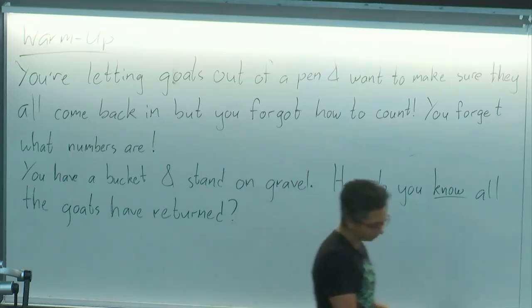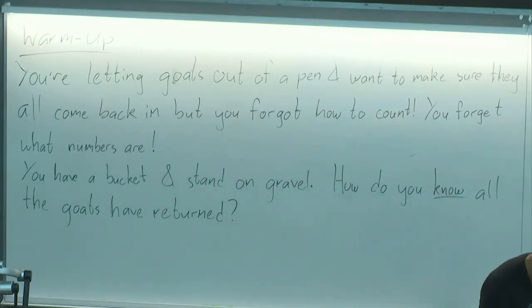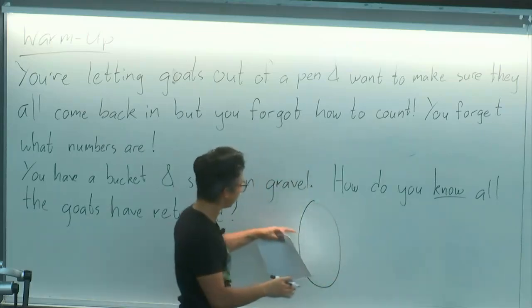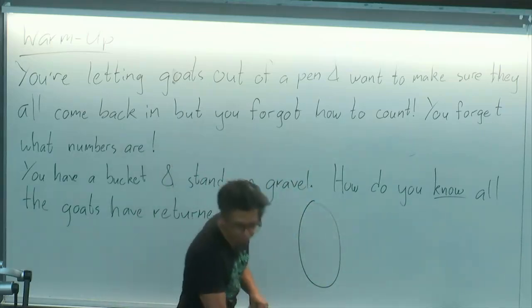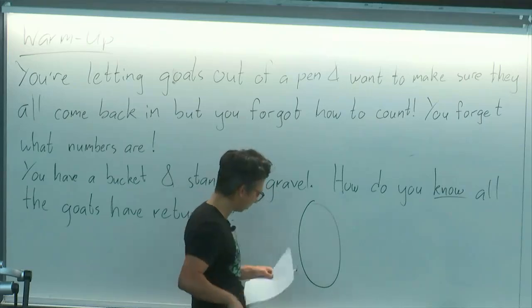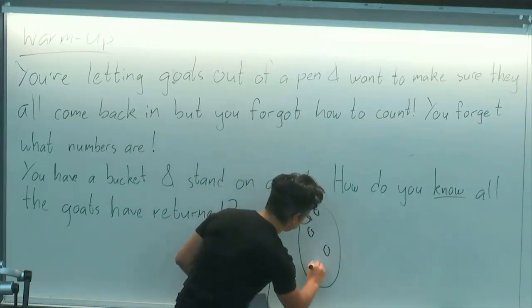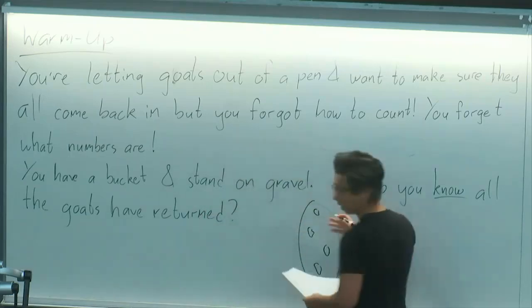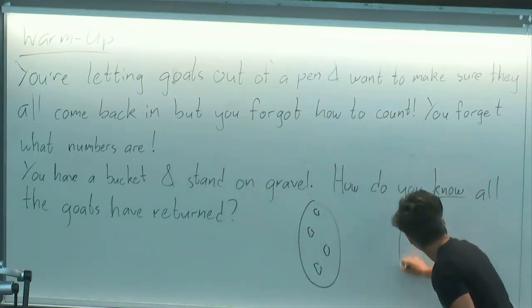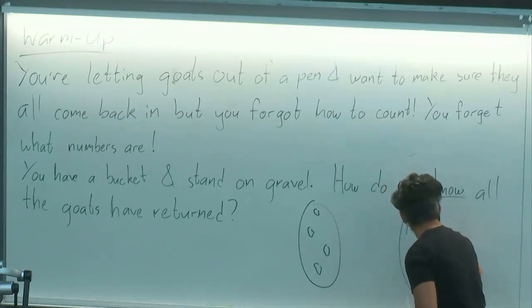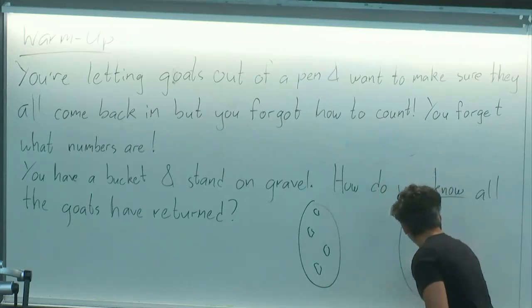And kind of the idea here is that, let's say this is your bucket. Again, bad drawings in math. This doesn't look like a bucket, it's a circle. But you have rocks in your bucket. Let's say you have 4 rocks. We don't know what 4 is, but we can count them. And then you have 4 goats. Goats with 3 legs, I guess.